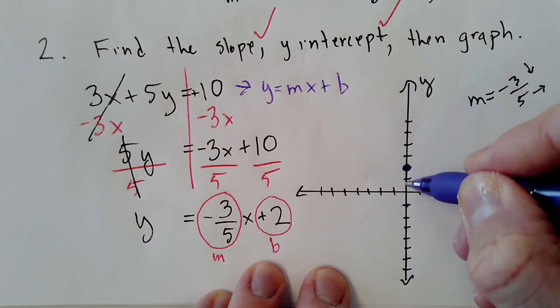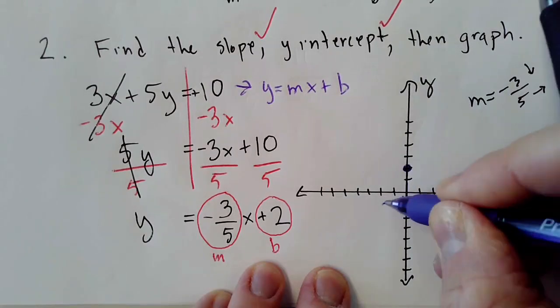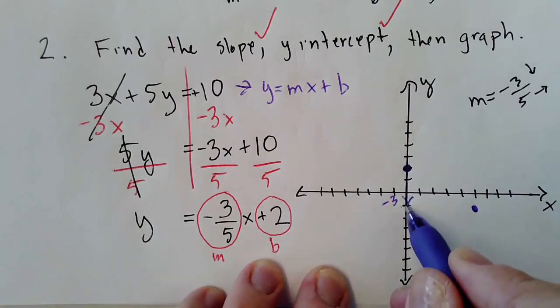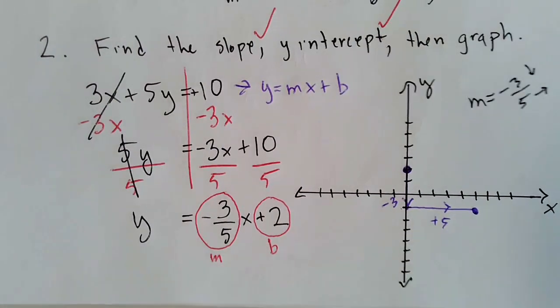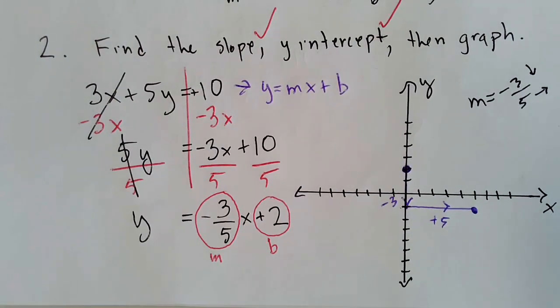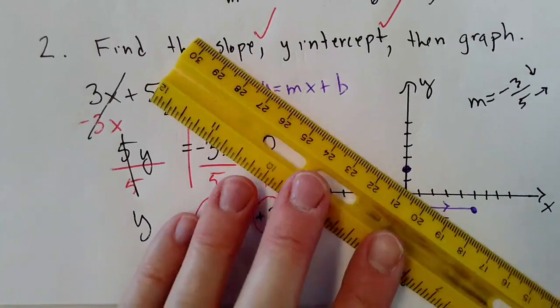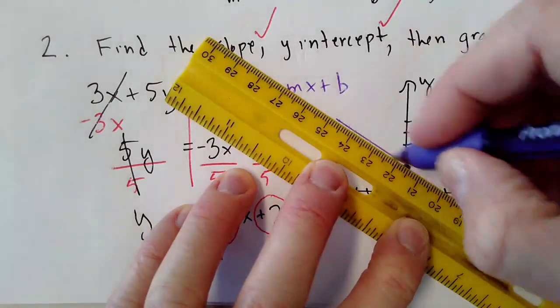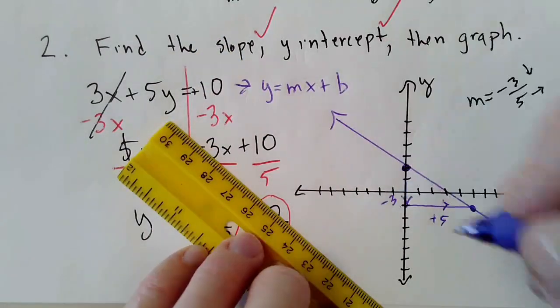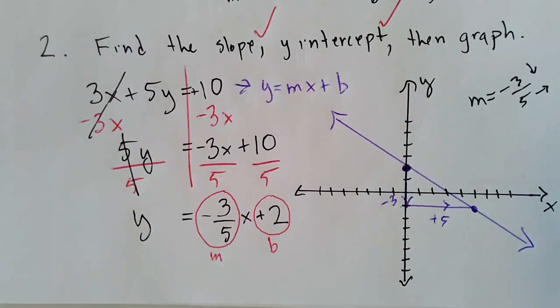So we just traced down 3, arrow down, right 5. And there we have created our right triangle, and we have our 2 points for our line. And we are done.